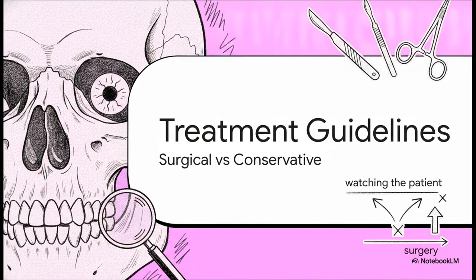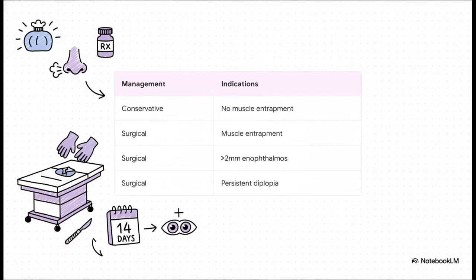Next up, Section 5, Treatment and Surgical Guidelines. The decision tree here is pretty straightforward. For small cracks where there is absolutely no muscle entrapment, we manage it conservatively. That means ice packs, oral antibiotics, nasal decongestants, and again, strictly no nose blowing. However, we definitely operate and repair the floor, usually within about 2 weeks, if there's mechanical muscle entrapment, an unacceptable enophthalmos of greater than 2 millimeters, or if they have persistent double vision in their primary gaze.